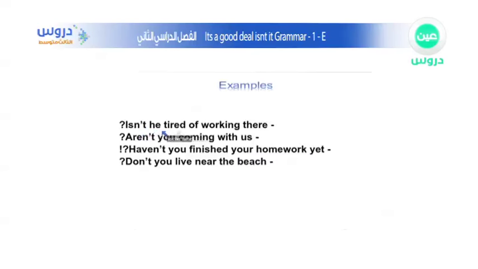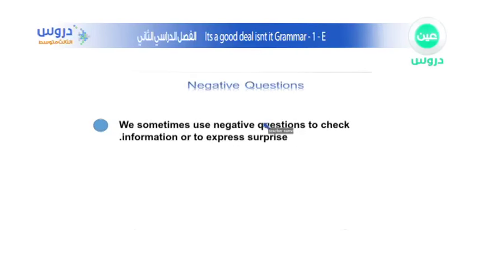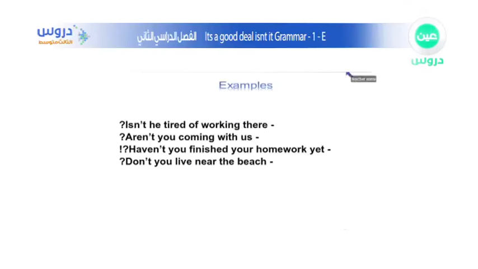Example. Isn't he tired of working there? Aren't you coming with us? Haven't you finished your homework yet? It is like a surprise, okay? So we use it for both. Check information or express surprise.